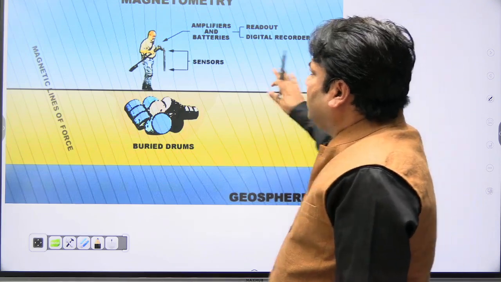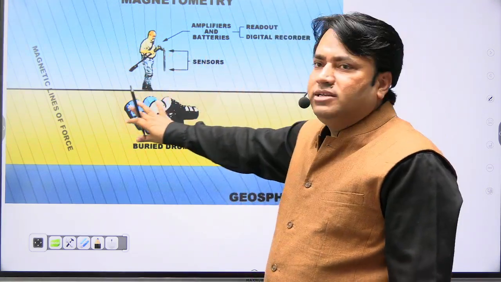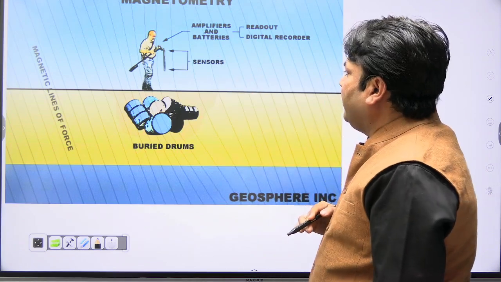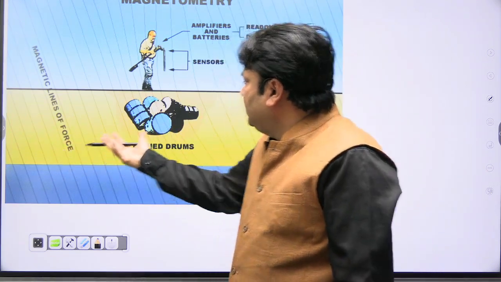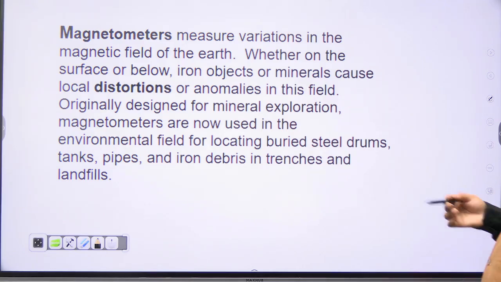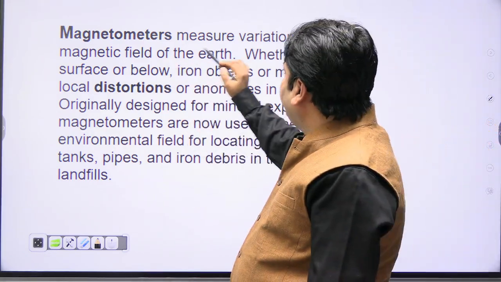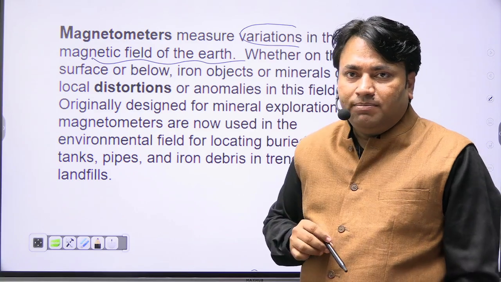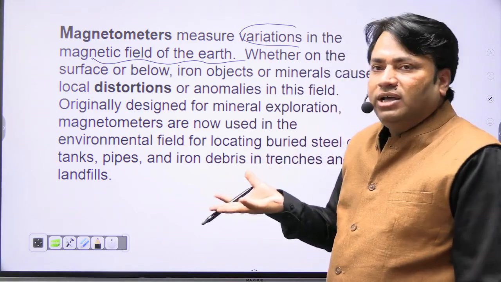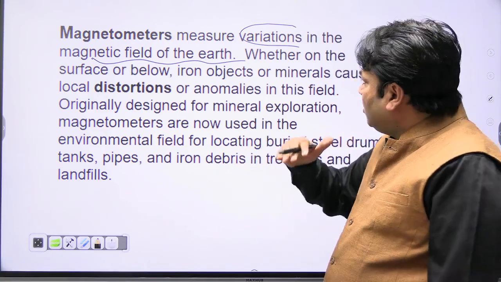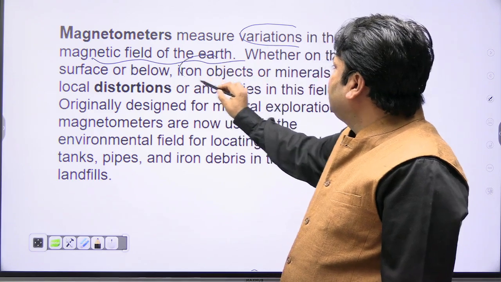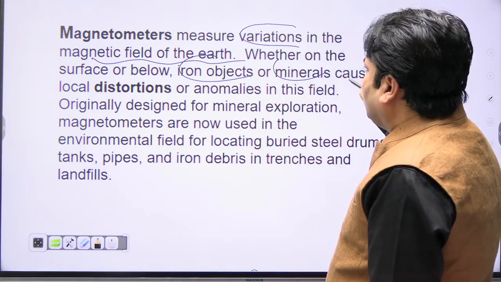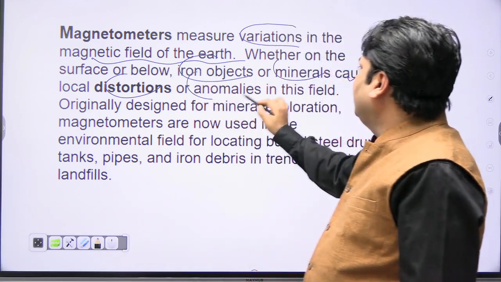Look here, this is the soil, and these are buried drums made of iron, and with the help of magnetometers you can easily get the idea of where these buried drums are located beneath the soil. Basically this instrument measures variations in the magnetic field of the earth. For example, if iron drums are located below the surface, these iron objects or minerals will cause local distortions or anomalies in this field.